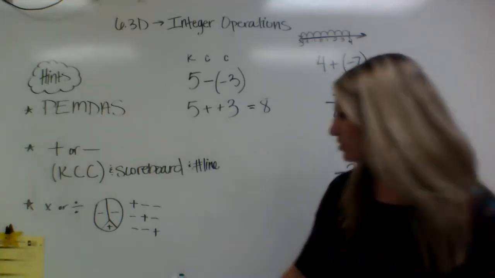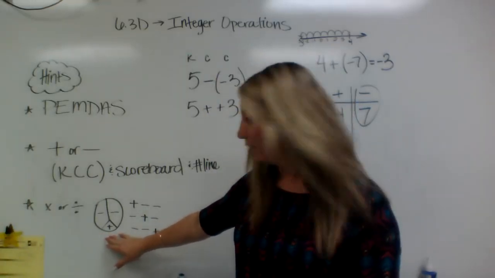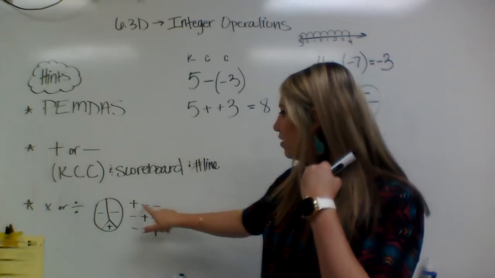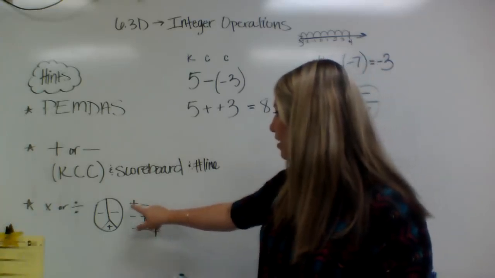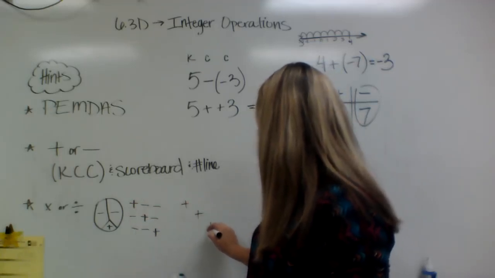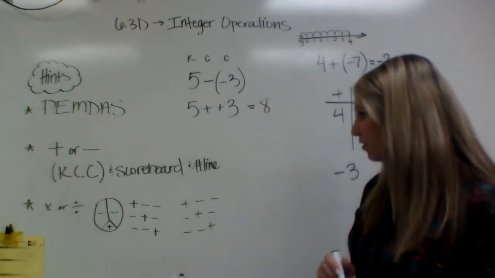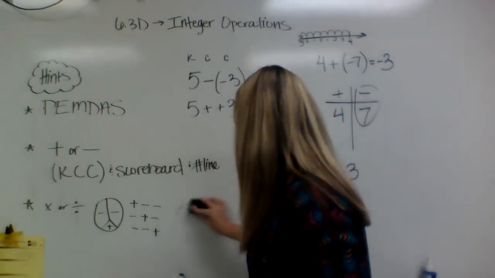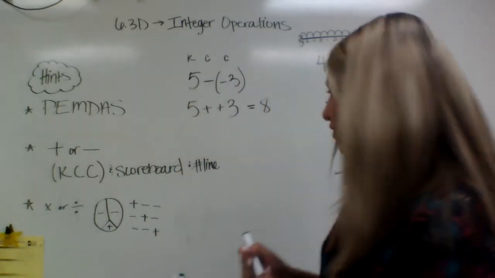For multiplying or dividing, we either can think about the sleeping baby, which I like the best, or we can think about the grid right here. And remember, to draw the grid, you've got your plus signs down the diagonal, and then you just fill in with your negative signs. So that's how you draw that. So let's do some examples of these. The multiplying and dividing, easiest ones by far.